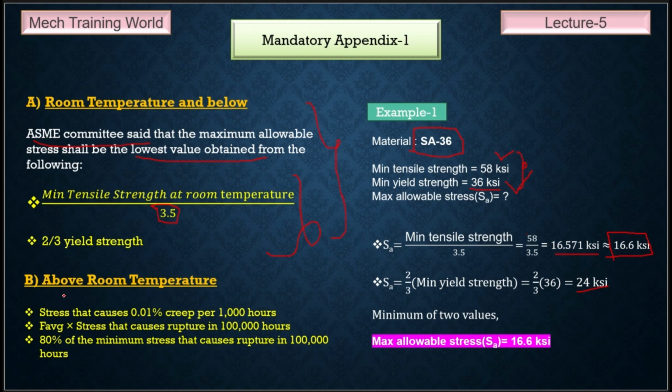Next, ASME derived values for above room temperatures. What does it mean? At high temperatures, material can slowly deform or rupture over time. So the allowable stress value is the lowest of the stress that causes 0.01 percent creep per thousand hours, and F average times the stress that causes rupture in 1 lakh hours. This F average is a factor based on temperature and rupture data, guys. And there is one more condition, that is 80% of the minimum stress that causes rupture in 1 lakh hours. So if your vessel is operating above room temperature, you need to take the lowest value from these conditions as the maximum allowable stress value.